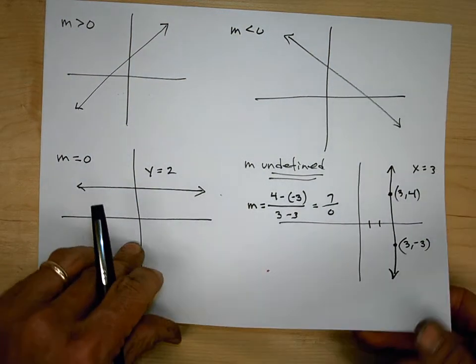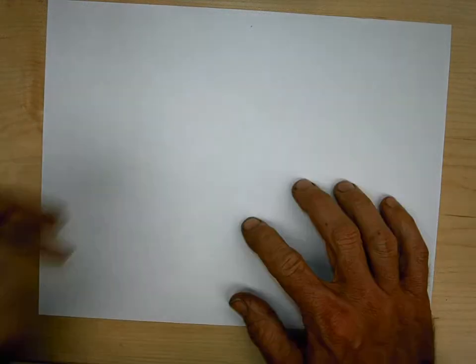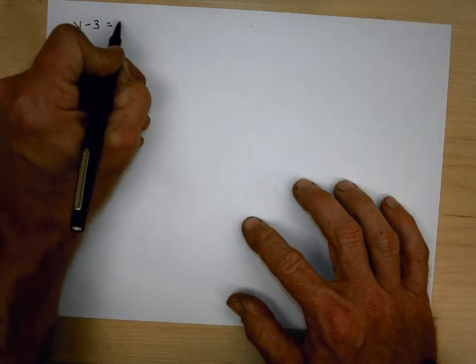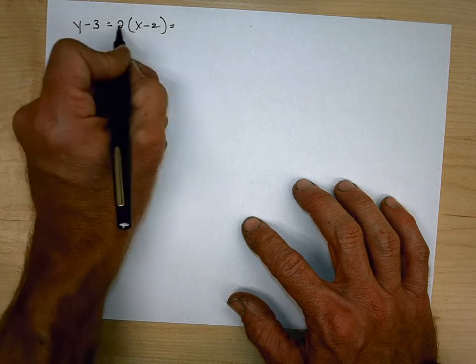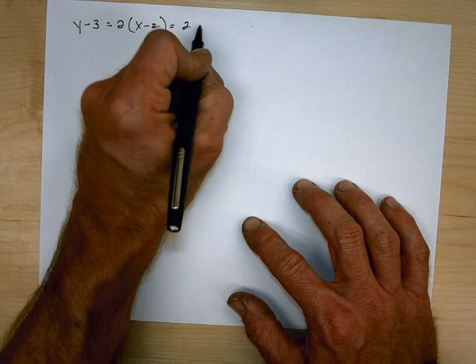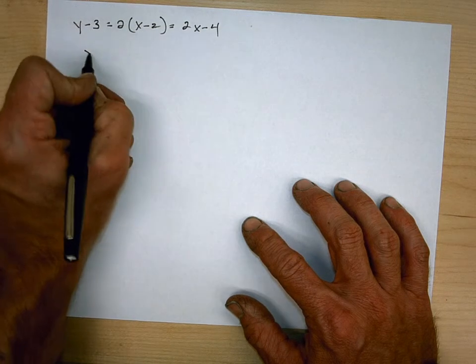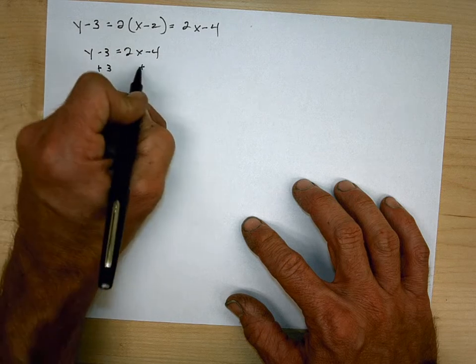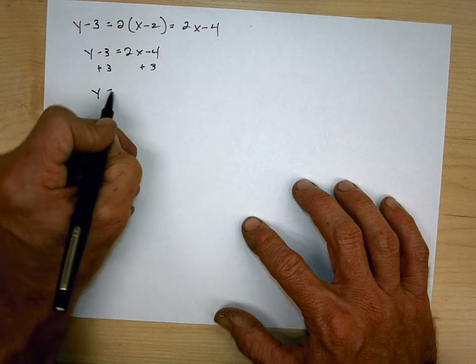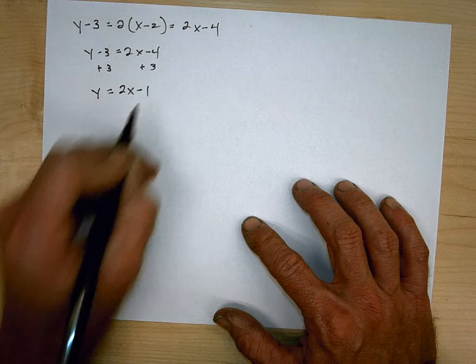Okay, now just to make the connection from the point slope form, notice before we ended up with the equation y minus 3 equals 2 times x minus 2, and we could distribute that and get 2x minus 4, right? So now we have y minus 3 equals 2x minus 4. Add 3 to both sides, and I end up with y equals 2x minus 1.